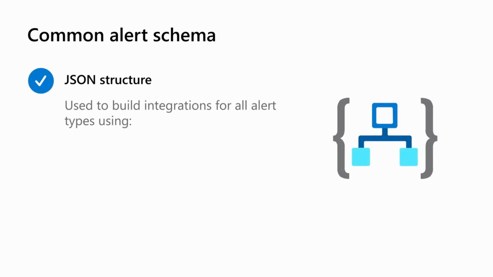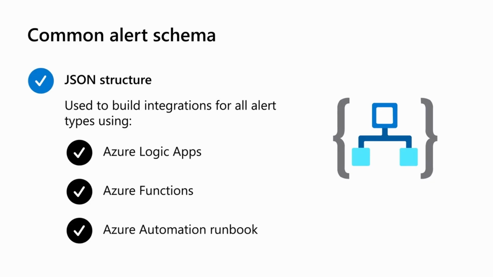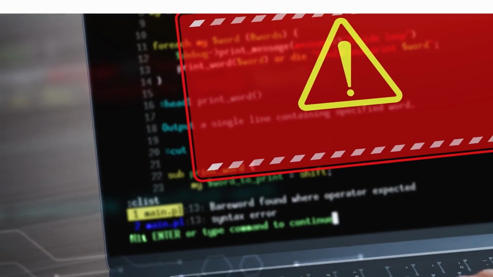JSON structure. You can use the consistent JSON structure to build integrations for all alert types using Azure Logic Apps, Azure Functions, and Azure Automation Runbook.